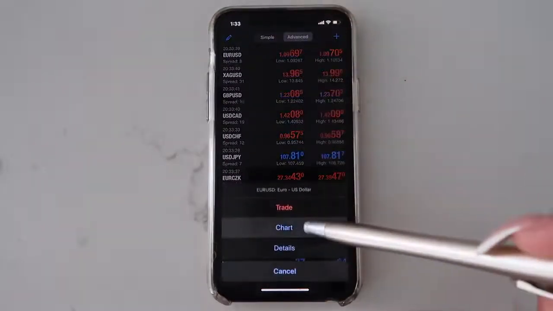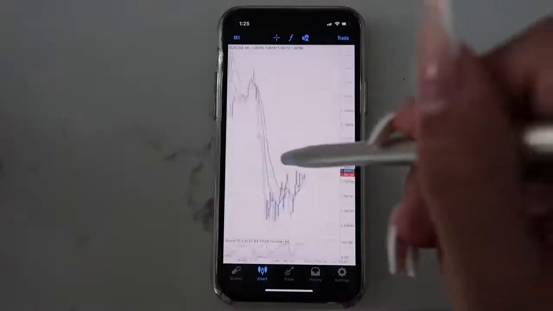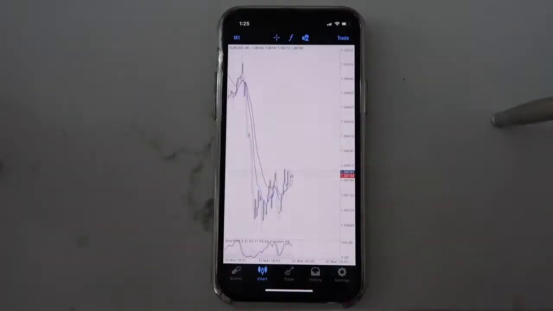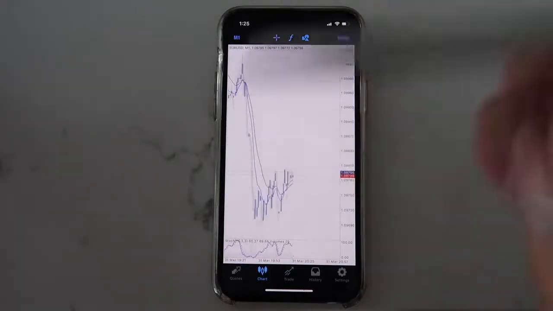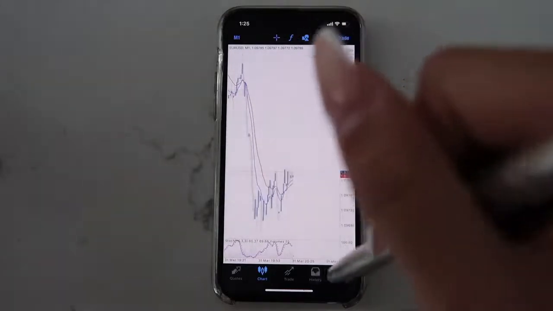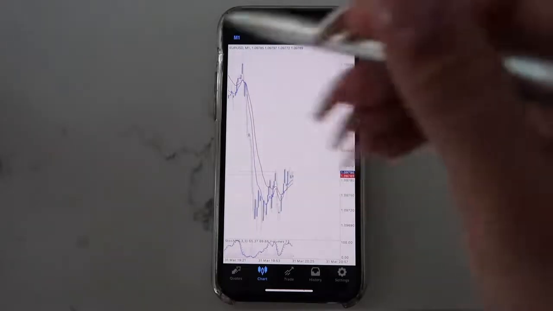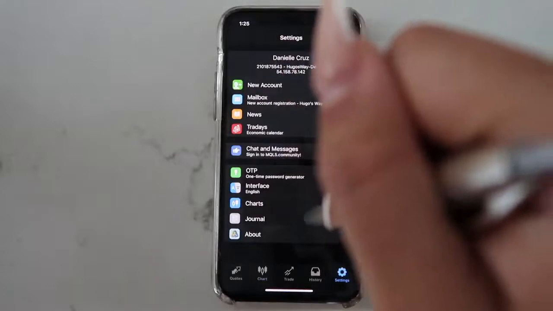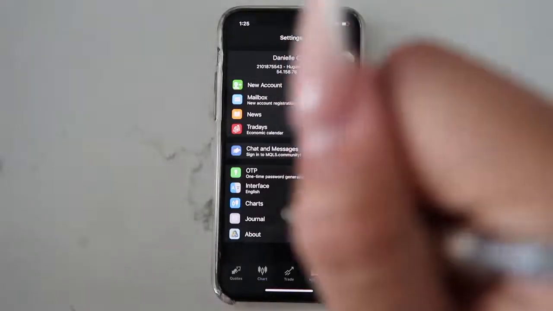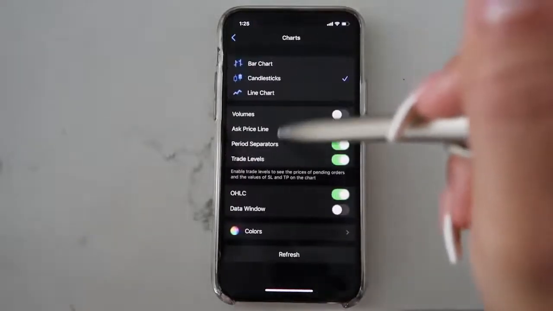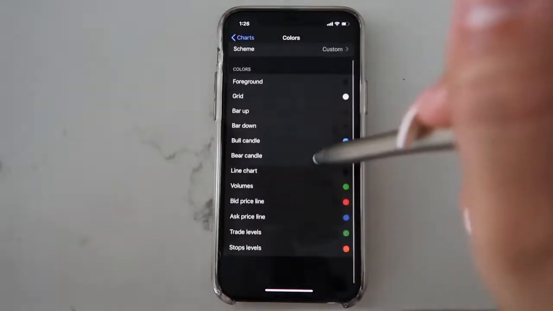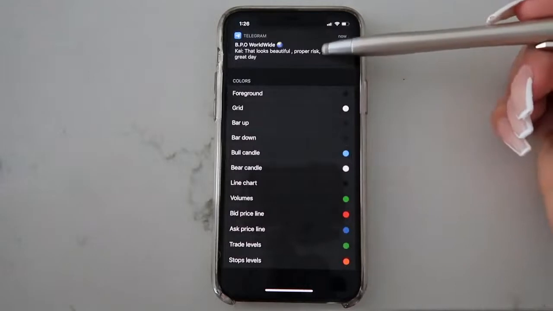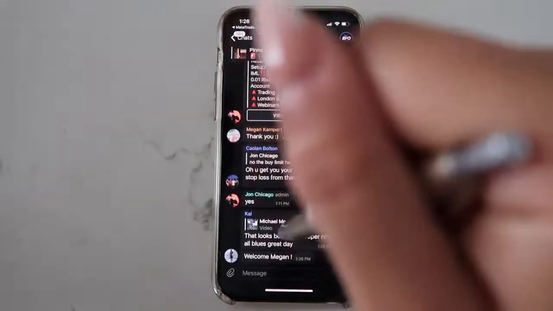So here you can see your chart. First time, your charts are not going to look like this. They may be green and black and white and the screen might be dark, grid everywhere. So how do you actually change everything? So what you're going to do is you're going to come here and come down to charts, and you're going to come to colors, and then you can pick and choose the colors that you want.